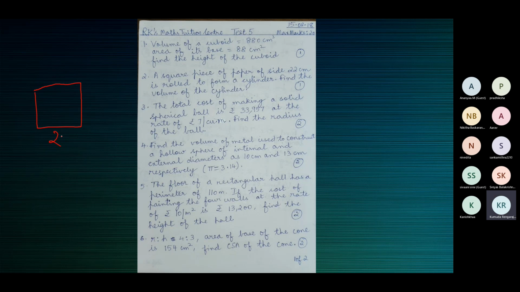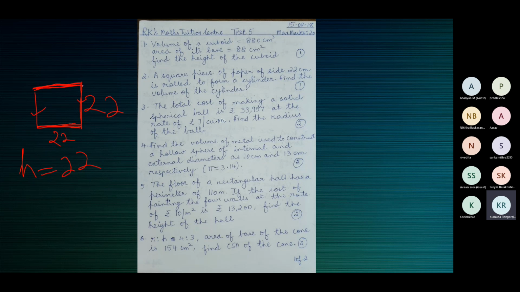So supposing you make these two edges meet, you make this edge and this edge meet, and you have a cylinder now. So the height of the cylinder will be 22 centimeters. Now what happens to this and this? They'll become circles. They'll become the circumference of the circle formed.